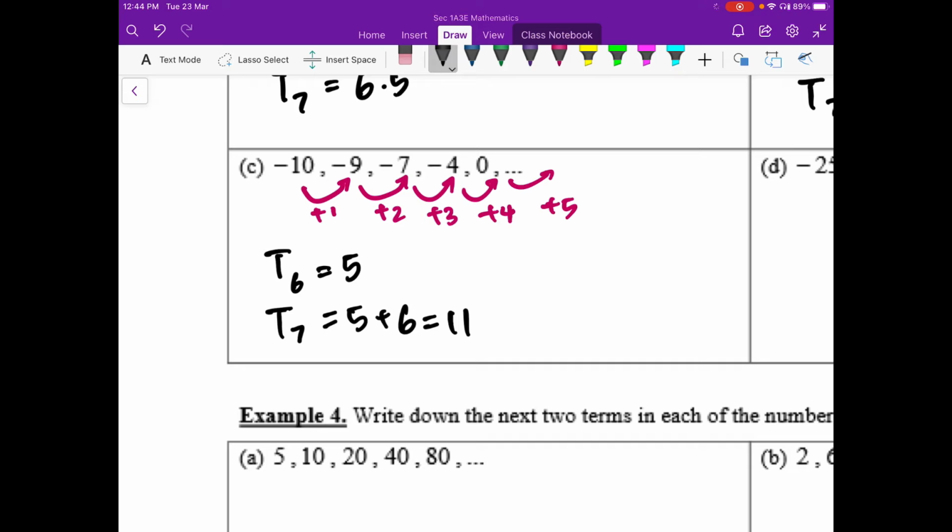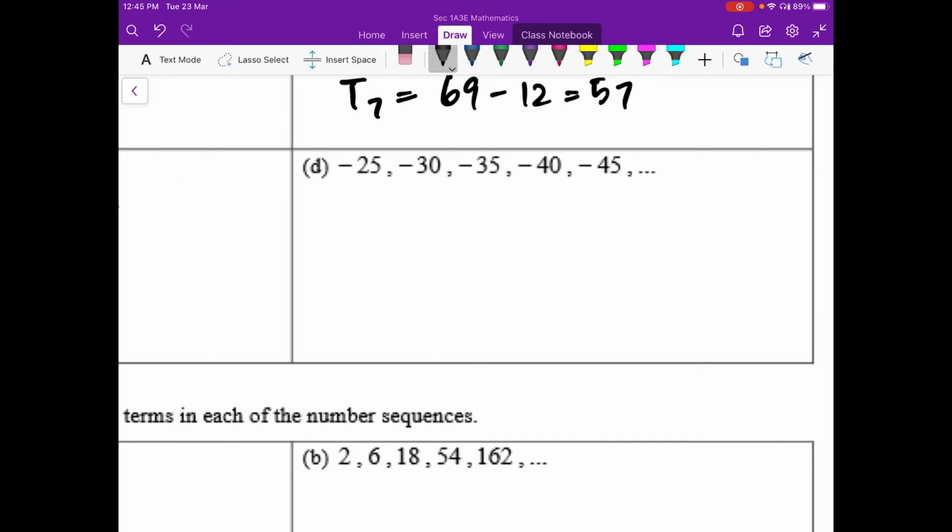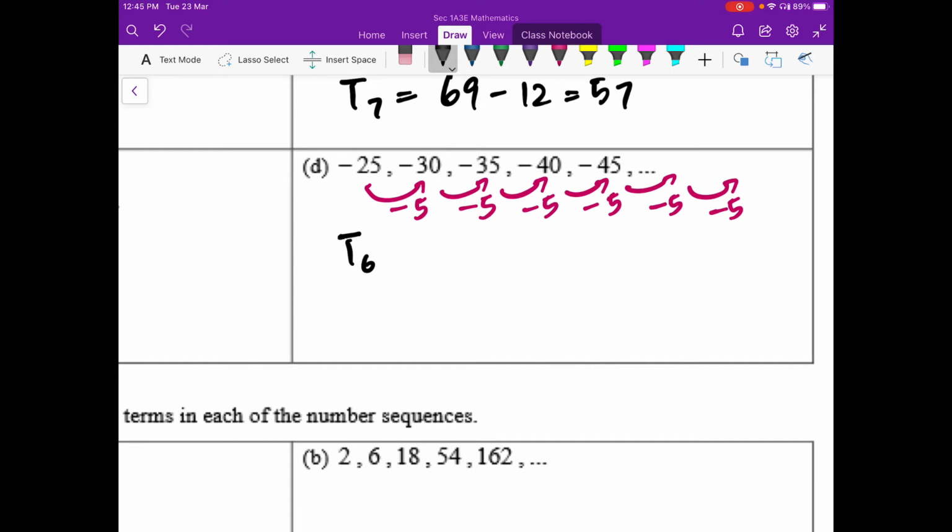Okay, so this is what we have for part C and the last part. Negative 25, negative 30. Minus 5, minus 5, minus 5, minus 5, minus 5. Term number 6, 1, 2, 3, 4, 5, 6 will be negative 50. Term number 7, negative 55.